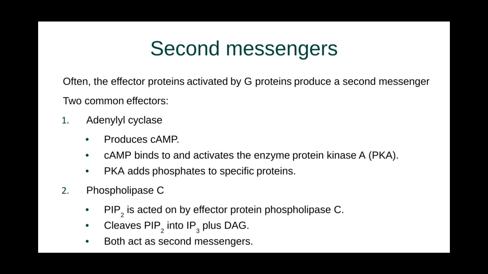Now, we have another class to talk about, which is secondary messengers, and these are produced by effector proteins typically activated by G proteins. The 2 common ones that we see are adenyl cyclase, I can never say this one, there we go, and phospholipase C. Now, adenyl cyclase produces cAMP, or cyclic AMP.